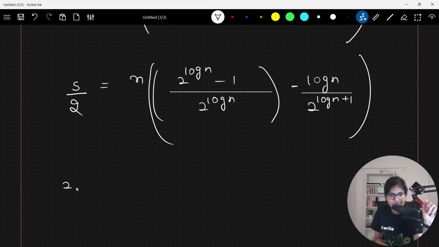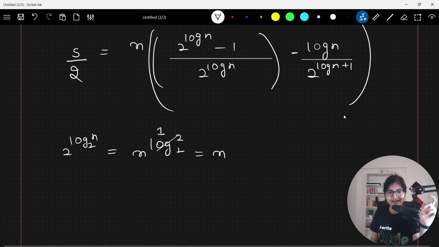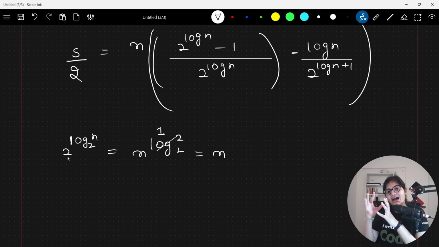Now, observe this 2 to the power log N, and please be aware that this base is 2 only. So can I write it like this, N to the power log 2 base 2? What I did is take N upfront and 2 backward. And this value is nothing but equal to 1. N to the power 1 is nothing but N only. So wherever I have this term, 2 to the power log N, I can replace that term with the value of N. And I hope I'm making sense to everyone.